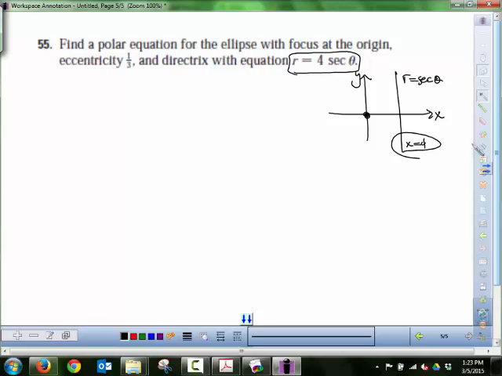All right, so we have a directrix. Is this a parabola? No, it's an ellipse. The eccentricity is 1/3. So let's see, how do you do this? We know that this is going to have the form r is equal to e times d over 1 plus or minus e times sine or cosine.